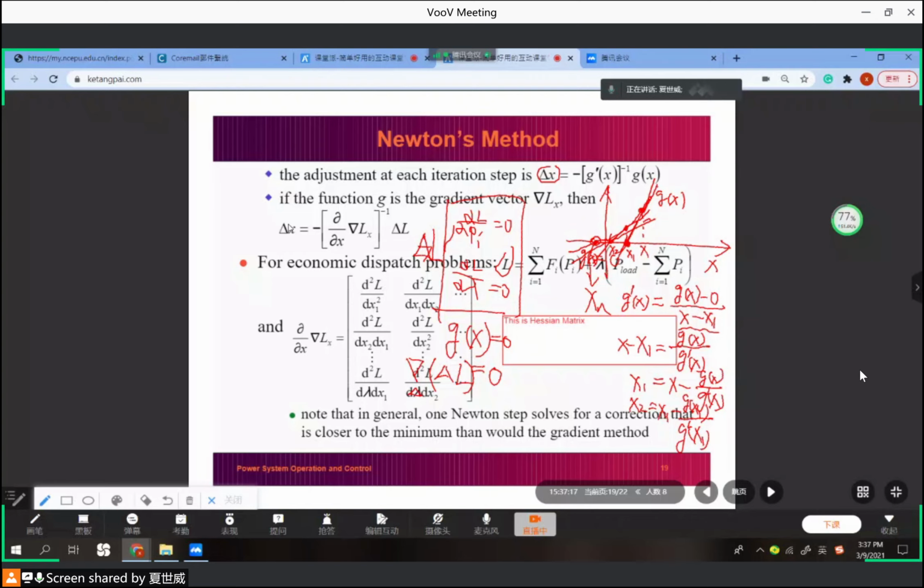So delta x equals what's this? This is just g(x), you see? So it's a very similar form: g(x) over the first order derivative of g(x). So delta L over the first order derivative of L over x. So to use Newton's method, we have to calculate the first order derivative of this part.